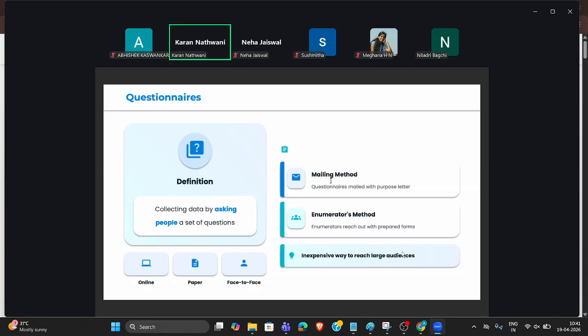Then comes the enumerator method, where an enumerator reaches out with a prepared form. For example, a person comes and starts asking you some questions, and you have to give the answers to those questions. So it is an inexpensive way to reach a larger audience. That is one difficult problem.